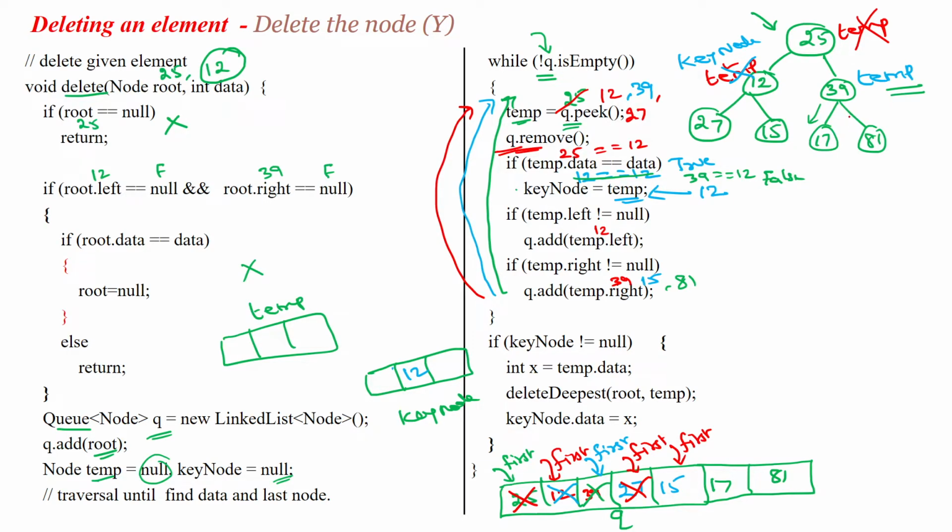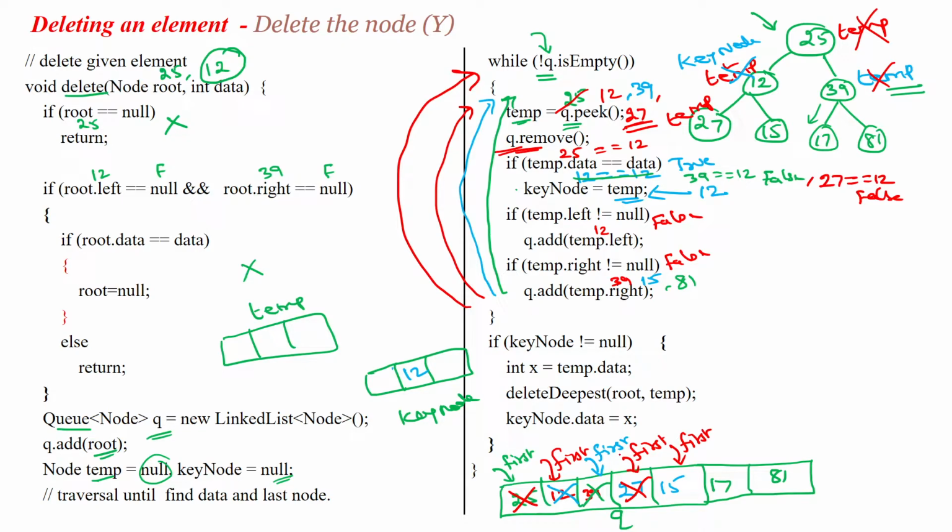Temporary is now updated. 27 is the temporary now. Then checking temporary data, 27 equal to 12, which is false, so it is not executing. Temporary dot left not equal to null is false now, since 27 dot left is null. Then 27 dot right is also false, which is also not executing. Again we are going back.